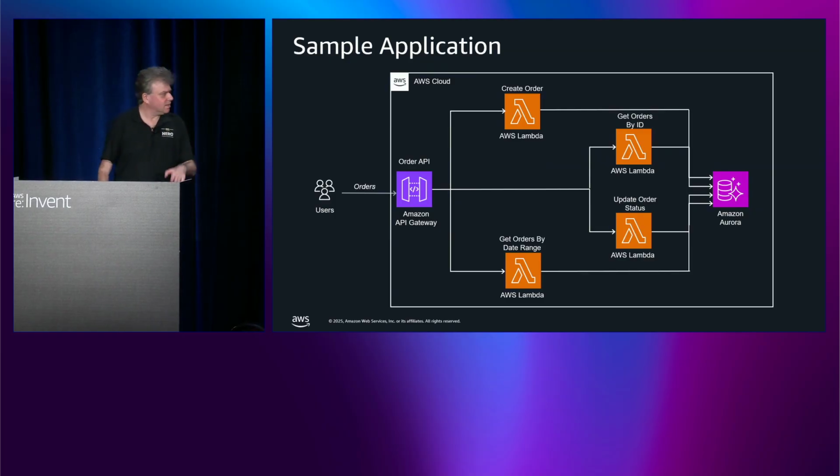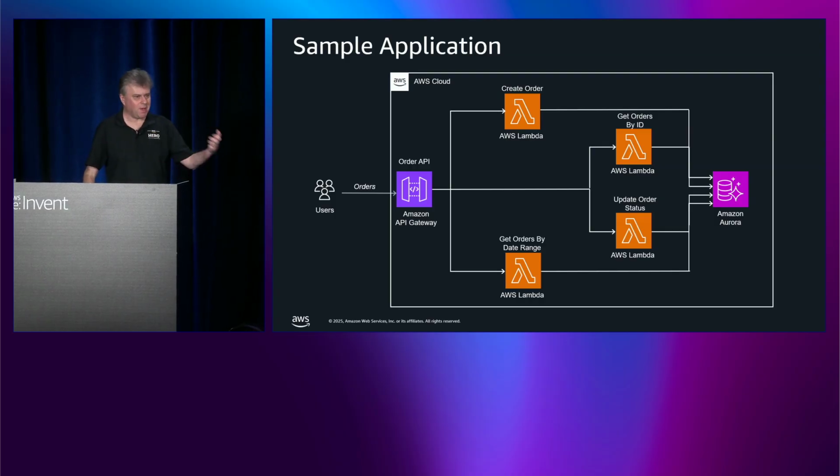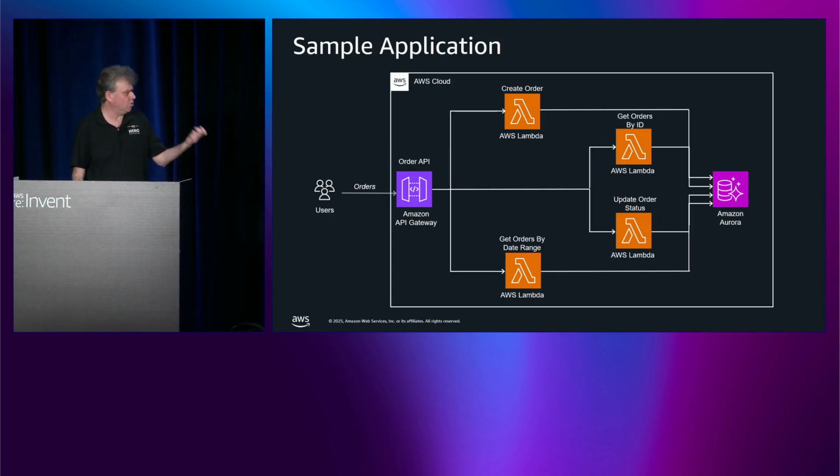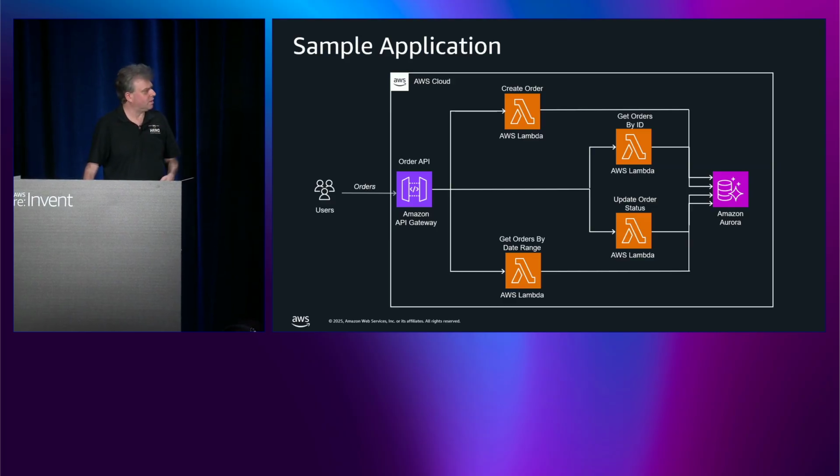So now let's take this subset of the application that Alexei showed you, and this will be only the ordering part. You see API Gateway and a bunch of Lambda functions: create order, get order by ID, or get orders by created range. Like, give me all the orders from the 1st of November until the 13th of November. And we store that in Aurora DSQL.